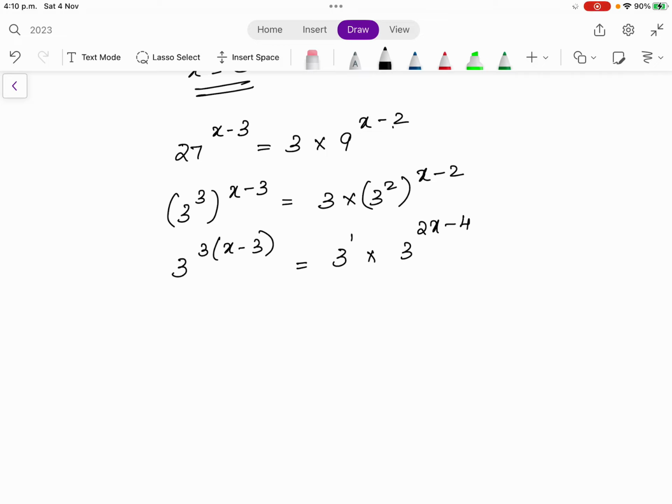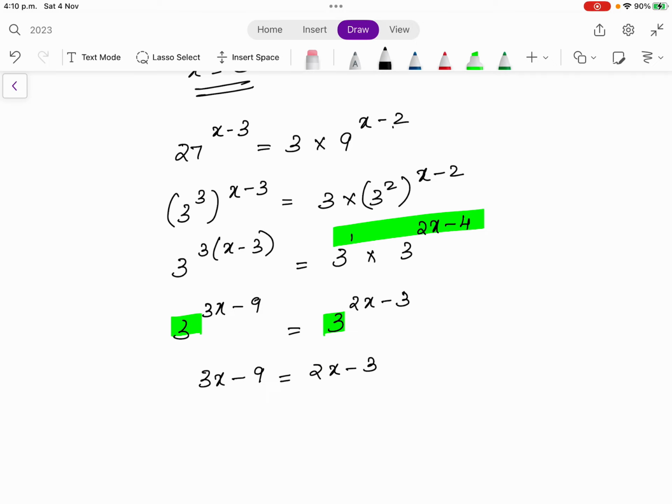Now this can be further simplified as 3 to the power of 3x minus 9 is equal to, simplify this, you just add them together. So 3 to the power of 2x minus 3. Now the base is the same here. The base is the same. So what you can do is equate the indices. So 3x minus 9 is equal to 2x minus 3. And you bring the x to the left side. So 1x will be equal to 6 and x is equal to 6. Okay. Let's try some more questions on these lines.